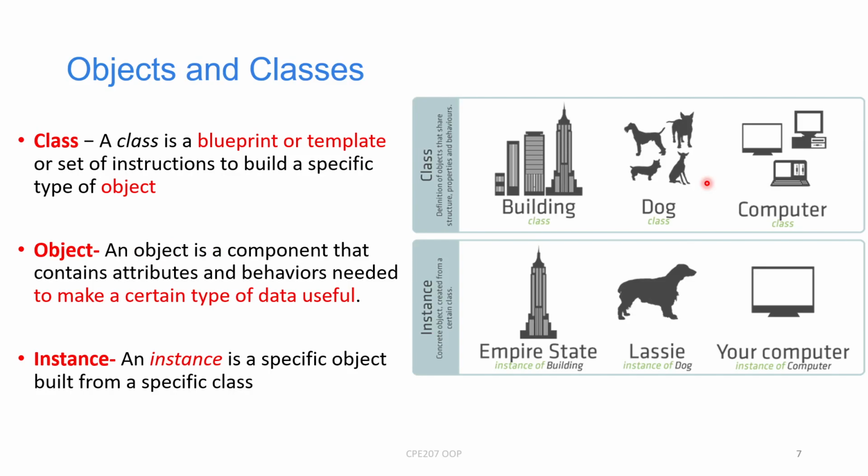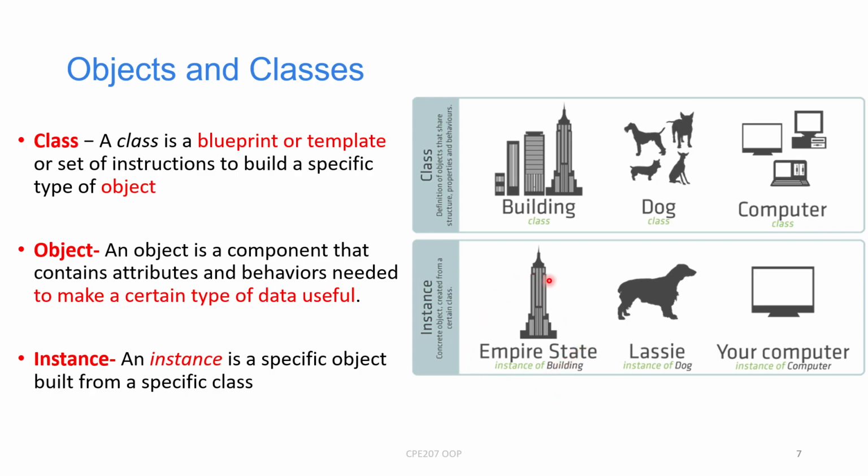Let's talk about the definition of these terms. Class. A class is a blueprint or template, and it contains a set of instructions to build a specific type of object. For example, if I want to create an Empire State Building, we need to have a building class. That building class defines instructions, for example, size, color, length, number of floors, whatever. And based on this data, we can set some variables here and then we can create the Empire State Building, and this is going to be an object.